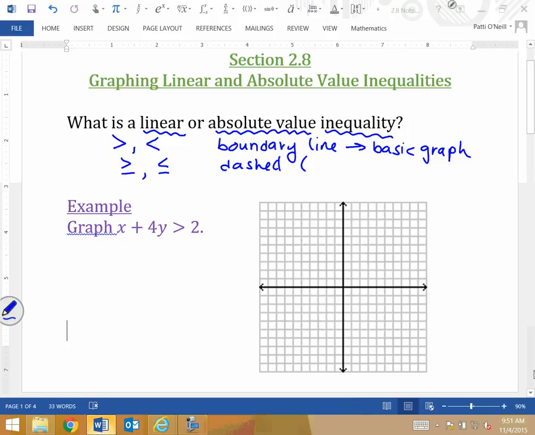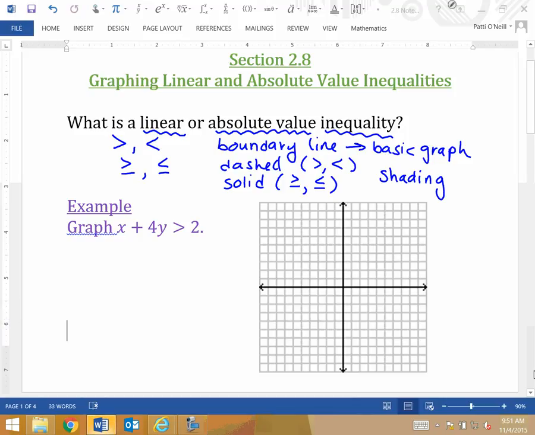If it's dashed, that means we have greater than or less than involved, or a solid line, and that means that our inequality would have greater than or equal to or less than or equal to involved in it. The other thing is that we have to pick a region to shade. So all of these graphs are going to have shading involved in them. You'll see from the first example that it's not overly challenging. You have to do just a little bit of thinking as far as which region to shade.